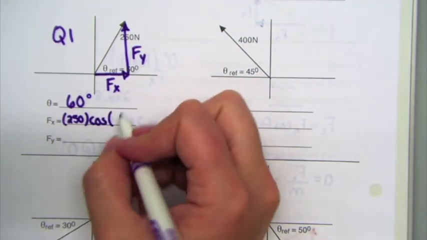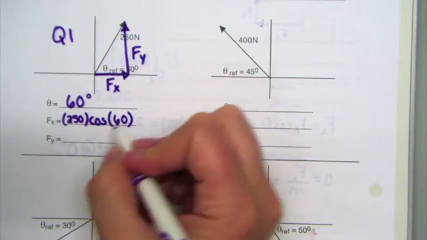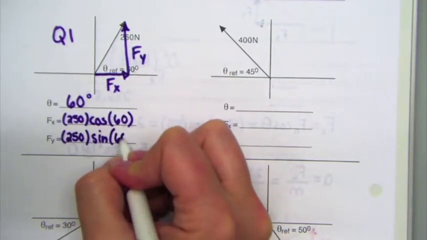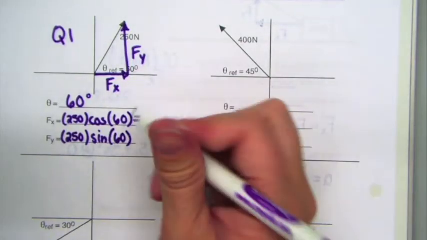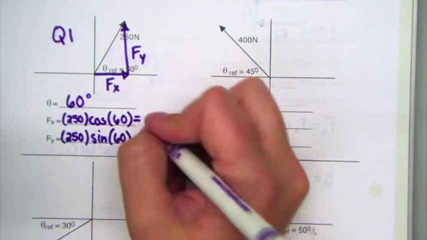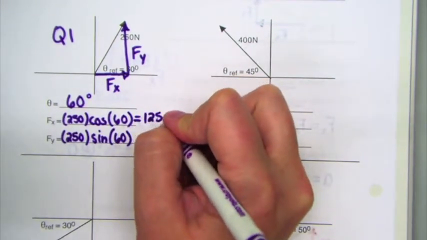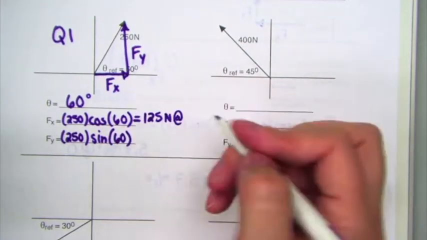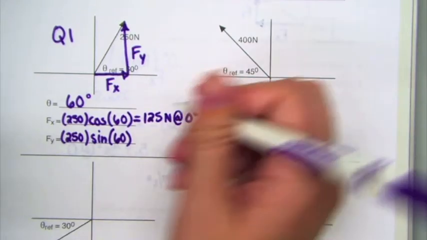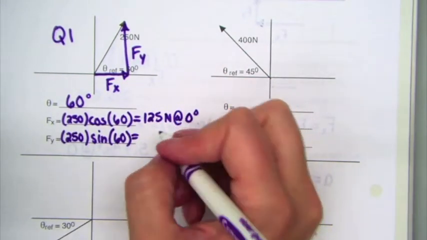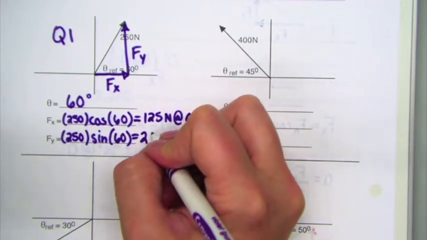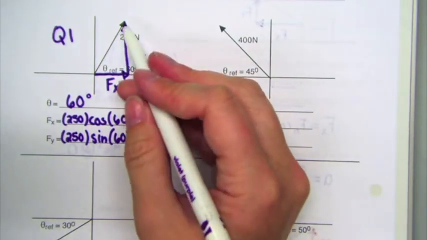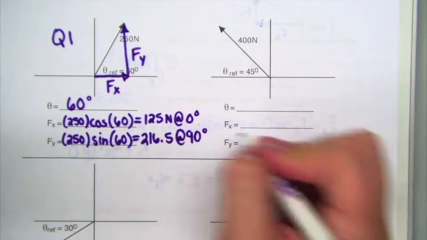So, plugging in our values. If we find Fx using cosine, we get 125 newtons. Don't forget your direction. Because it's going to the right, we know it's at 0 degrees. For the y, we know it's 216.5, and since it's going up, it's at 90 degrees.